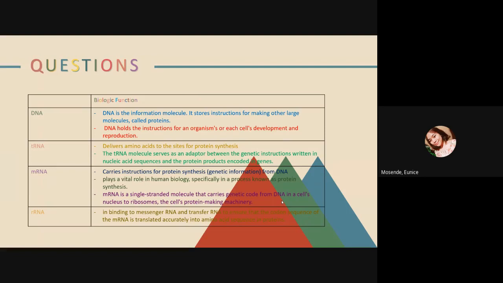The last one is rRNA, also known as the ribosomal RNA, the main component of ribosomes. rRNA combines with special proteins para makapag-form ng ribosomes, which then read mRNA to form proteins. Essentially, ribosomes contain rRNA and help build proteins. Next slide.